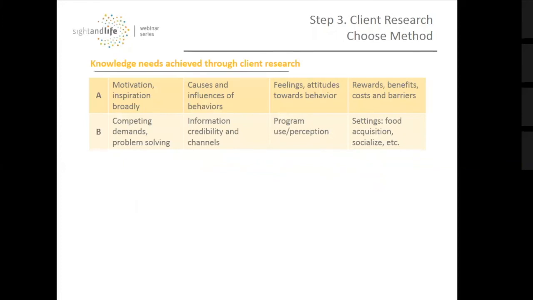Okay, so this slide essentially summarizes the categories that I showed in the previous slide. So rows A and B show that summary. And essentially, rows A and B are the knowledge needs that are met by your client research. Again, I'm not going to go through this. This is for your reference.